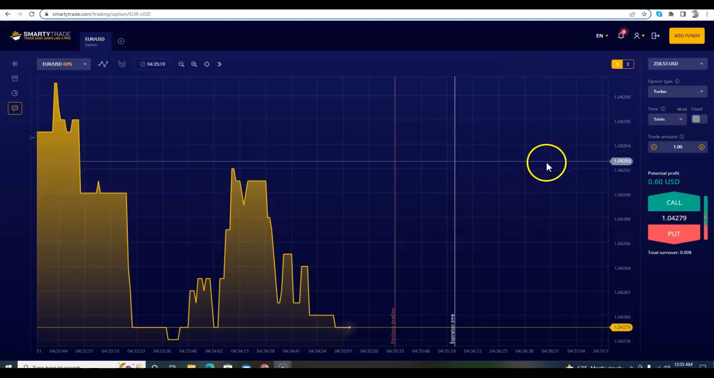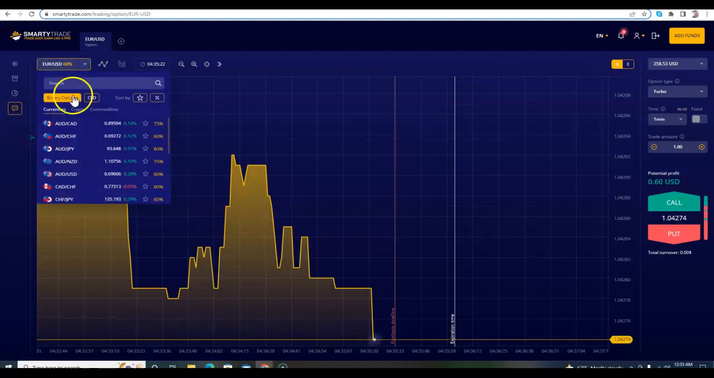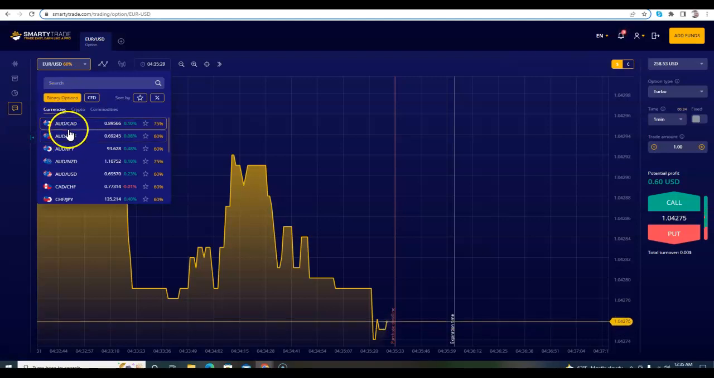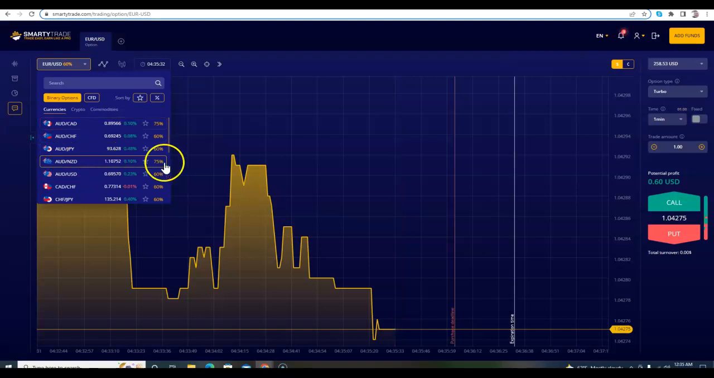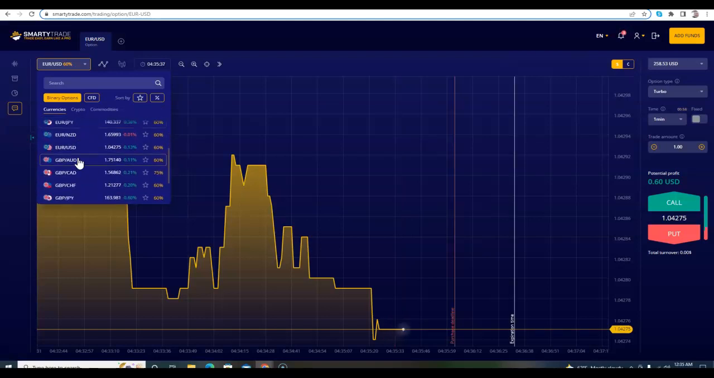So that's awesome. Now, earlier I was speaking briefly about the percentage of payout. This is a great example. Right now, as you can see on the left hand side, when we click on this arrow down, we can see all different currency pairs highlighted under binary options. We can see AUD-CAD is paying 75%, AUD-NZD 75%. Let's keep scrolling down and we can check all the other pairs.